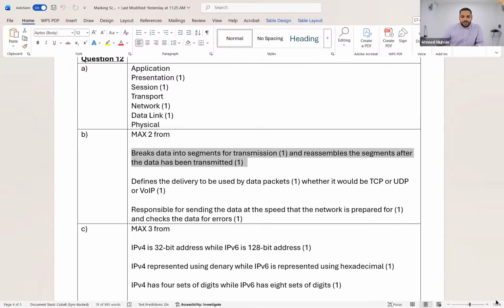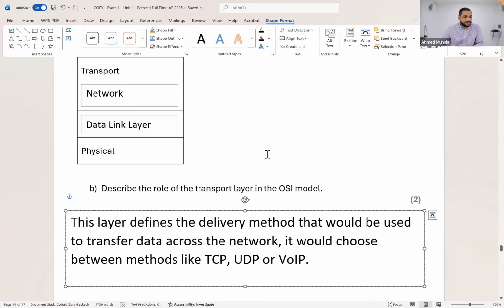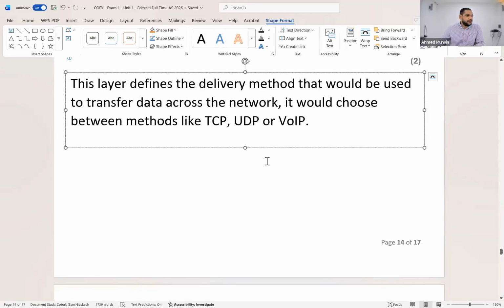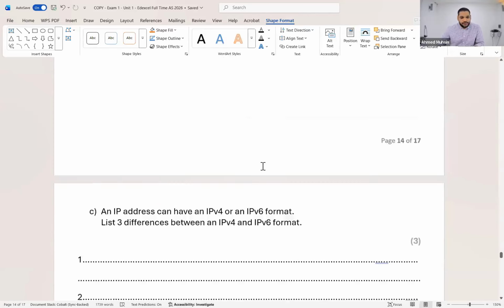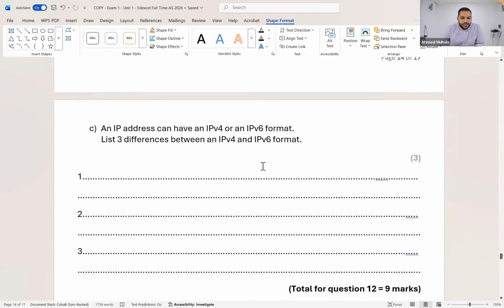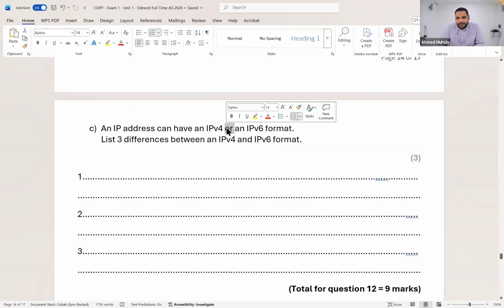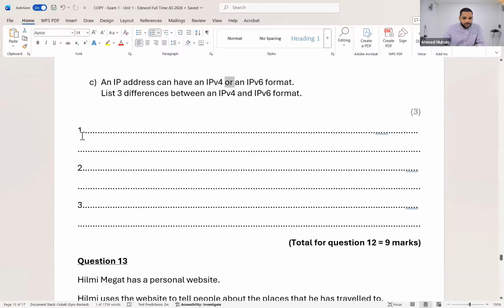This is the duty of your transport layer. Okay, so then boys, girls, let's move away from here. The next one, most of you scored your marks there. An IP address can have an IP version 4 or an IP version 6 format. There is a mistake over there. It shouldn't be OR, it should be AND, right? IP addresses, if you're connected to the internet, are generally both IP version 4 and IP version 6. So list 3 differences between the two.